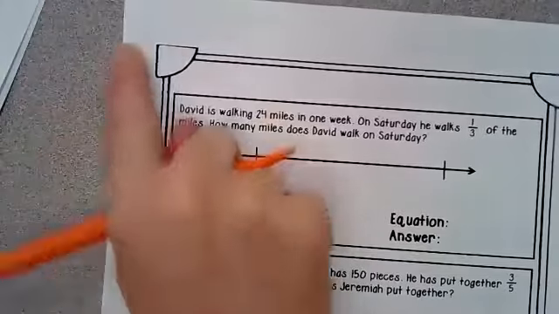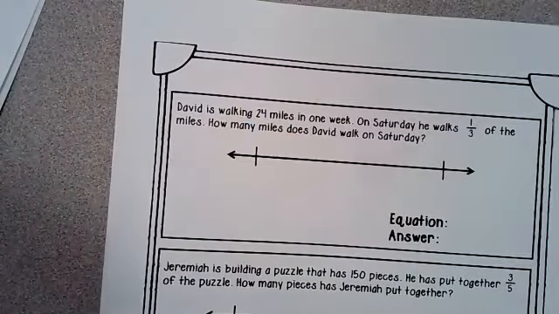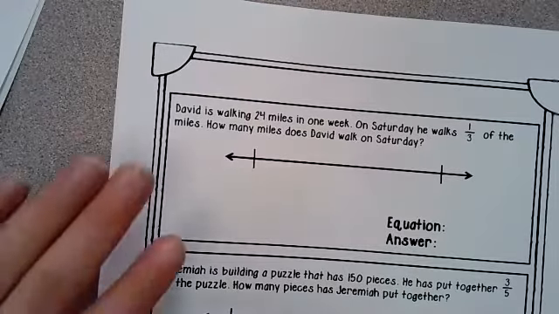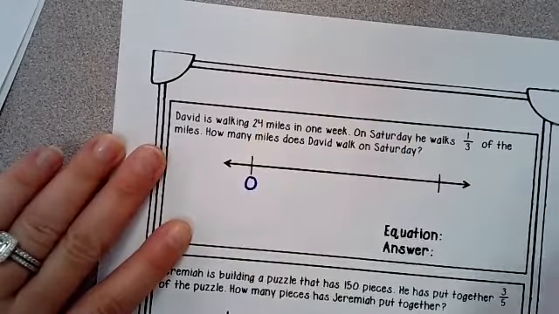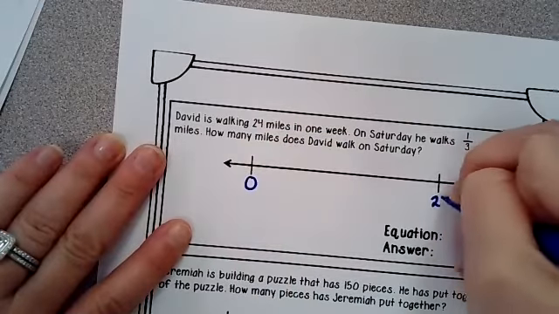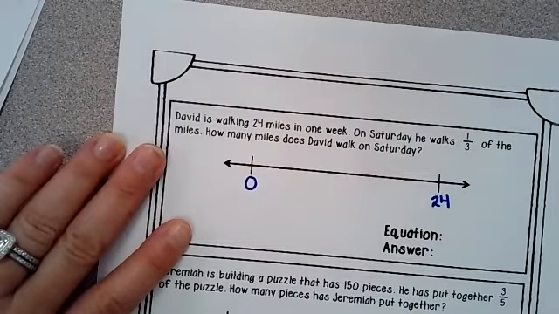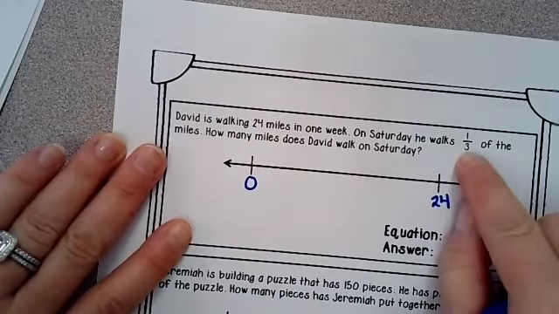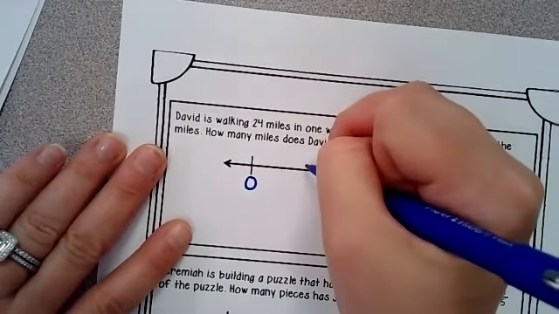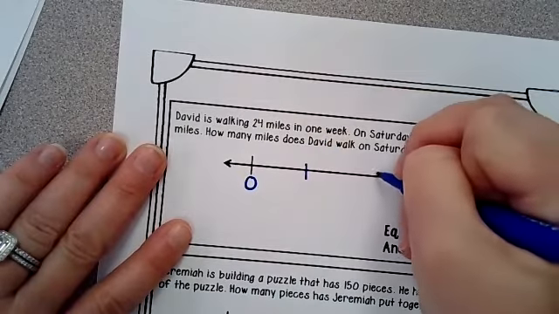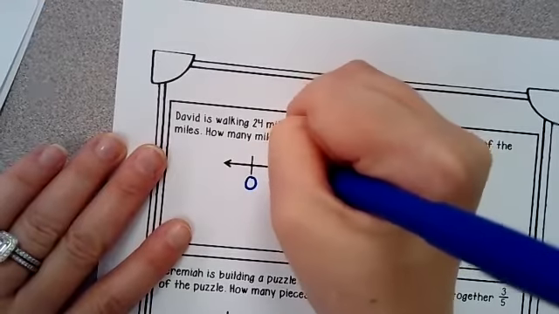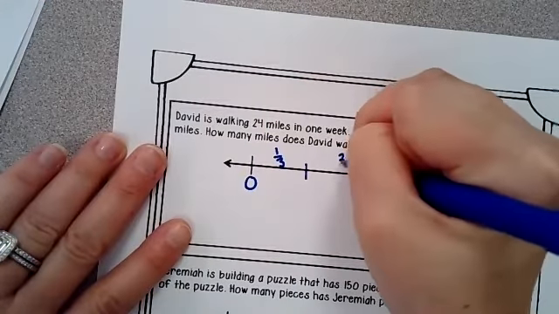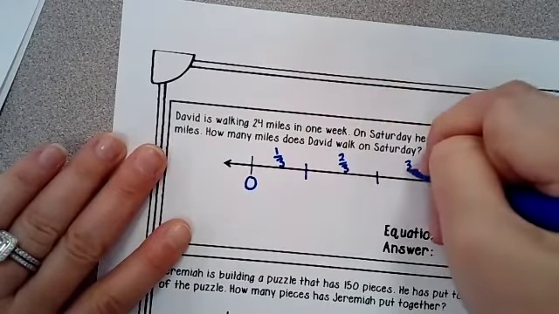All right, David is walking 24 miles in 1 week. On Saturday, he walks 1/3 of the miles. So let's do the total first. First, we start with 0, and the total is 24. How many sections is it being divided into? Well, it's being divided into thirds. So here we go, divide that there and there. All right. And so this is 1/3, this is 2/3, this is 3/3.